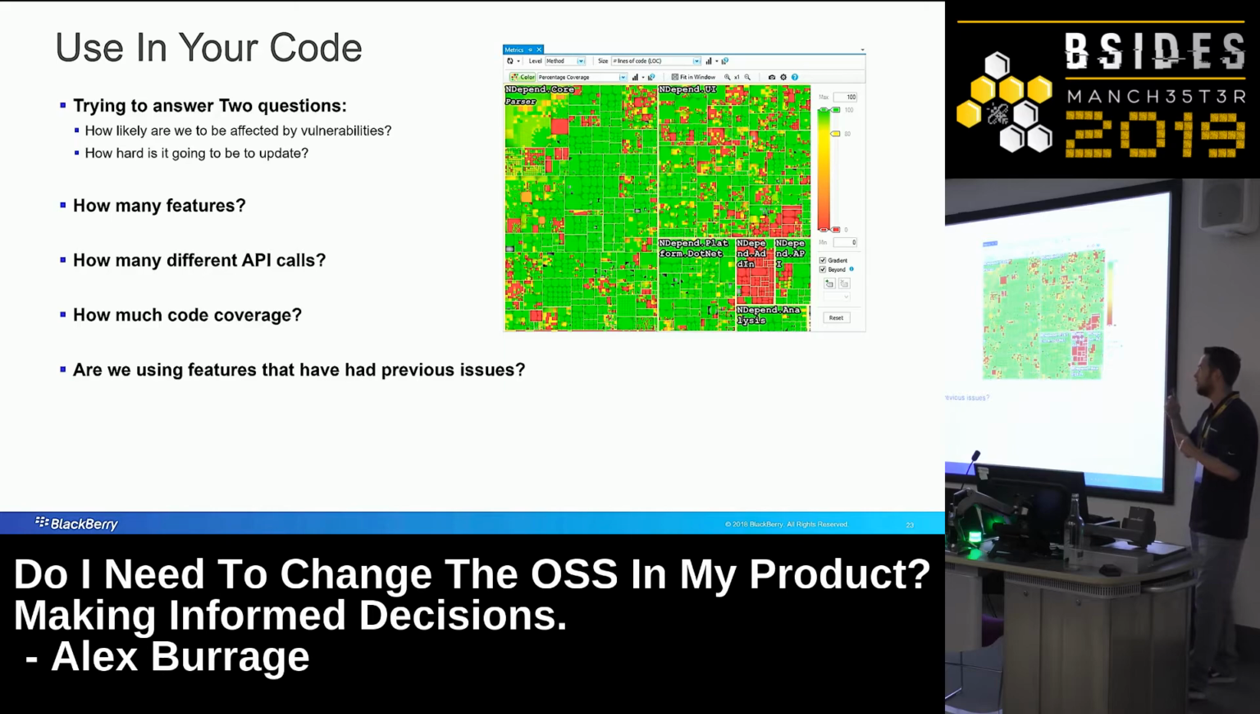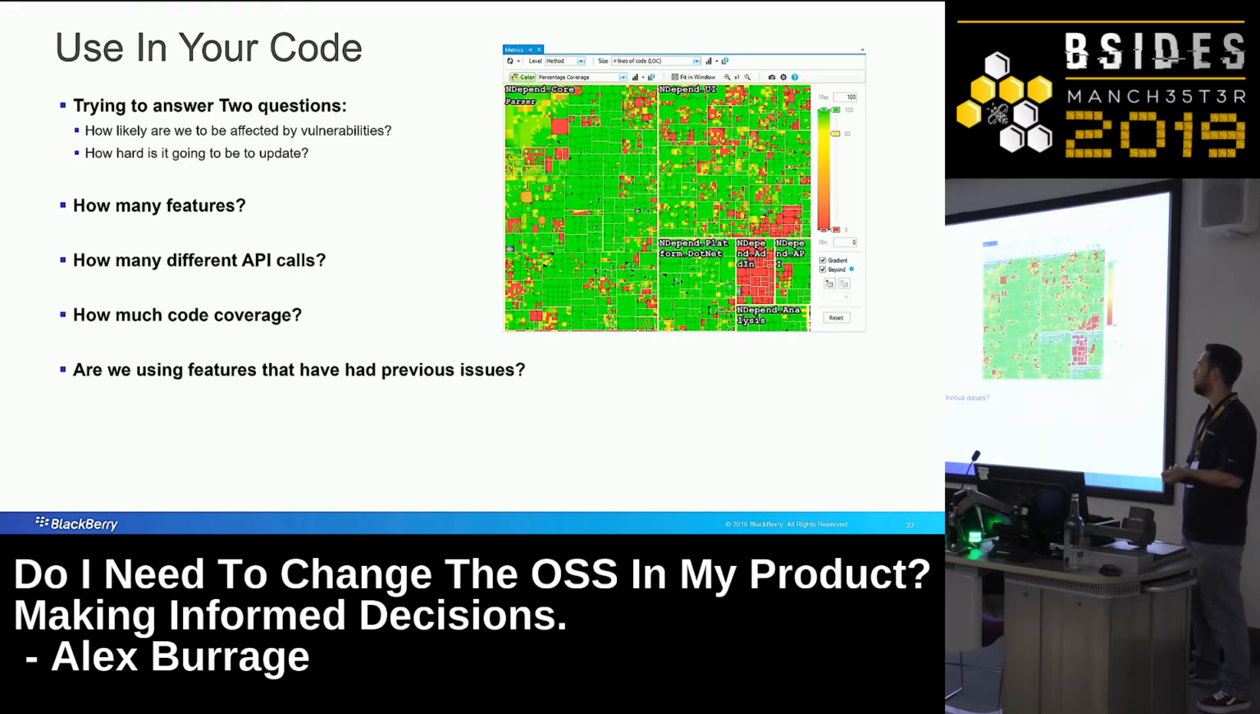So when we talk about the second thing, what I said at the beginning was, what's the question we're trying to answer? Should we replace our OSS? Now, we talked about risk. The other thing we want to talk about is how much effort it's going to be to do that replacement work. And so that's the other part of this equation.